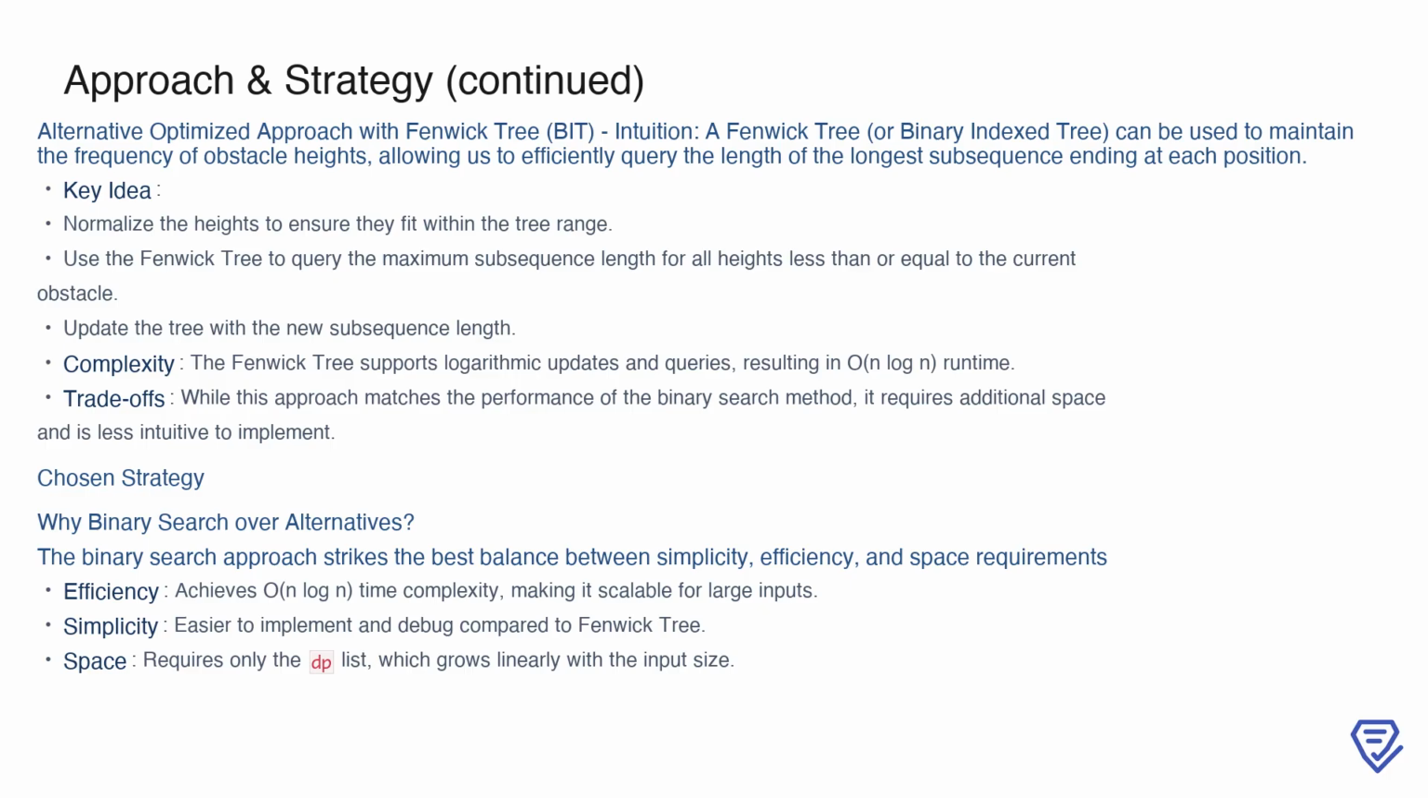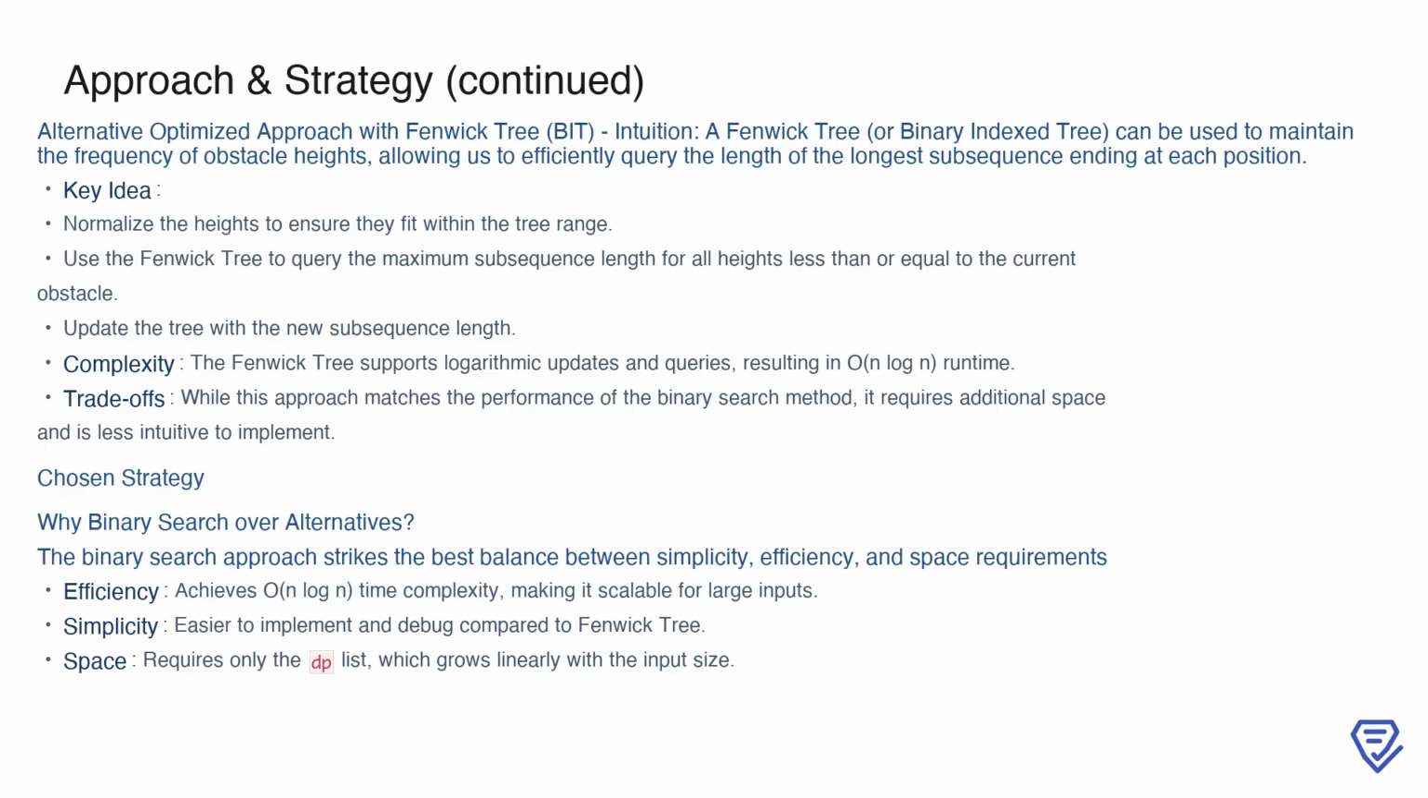Like the binary search method, this approach has a time complexity of O(n log n), as both updates and queries in the Fenwick tree are logarithmic. However, it does introduce additional space overhead and is less intuitive to implement compared to the binary search method. While this method matches the performance of the binary search approach, its complexity makes it a less practical choice for most scenarios.